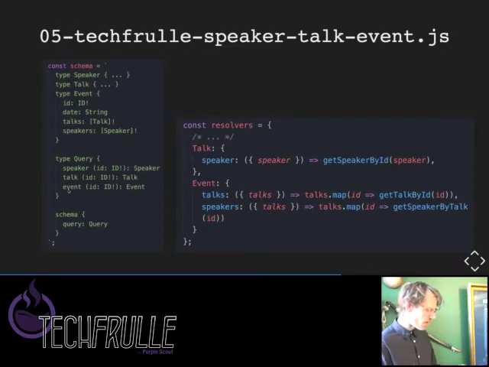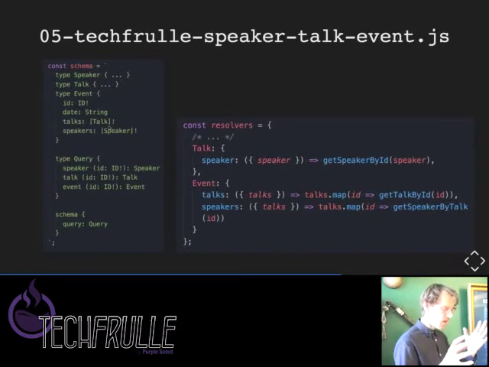The way nested fields, or fields that are actually other custom types, are resolved is done like this. So for the talk type, the speaker field would be resolved like this, and the talks field and event are resolved like this, and that's how that works.